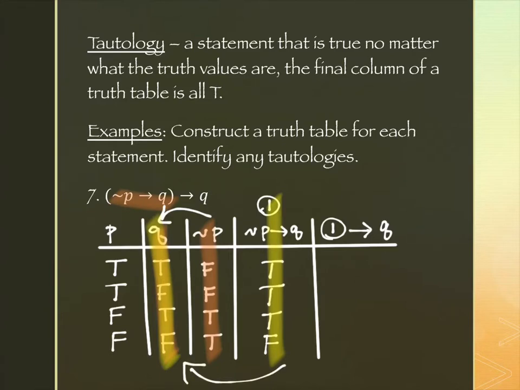So on the first row, I have true implies true. That is true. On the second row, I have true implies false. That's a false statement. On the third row, I have true implies true. True. And the last one, I have false implies false. That's true. Okay, so looking at that last column, is this a tautology? No, because it's not all true statements. This is not a tautology.